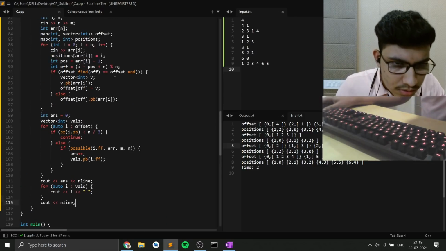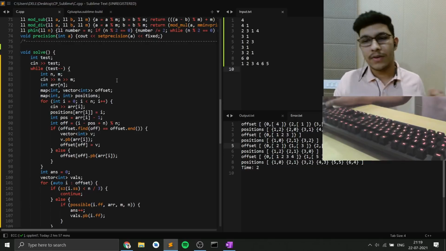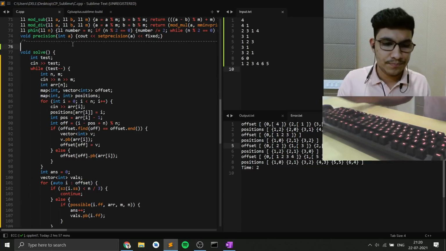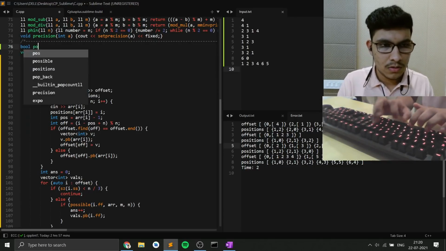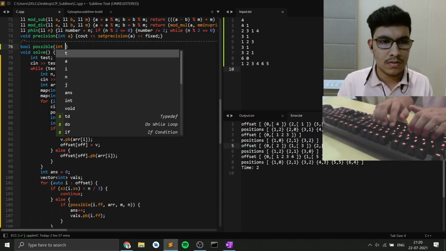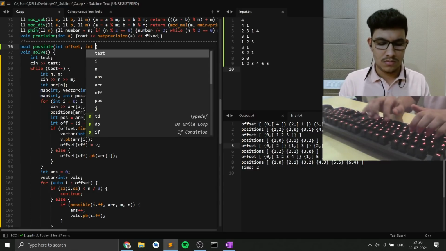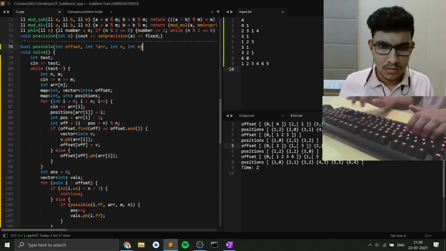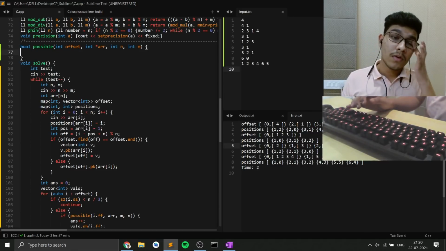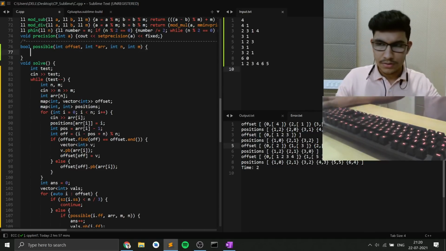Right. So now I need to find out a way to find the minimum number of swaps needed. So, right, just give me a minute here.